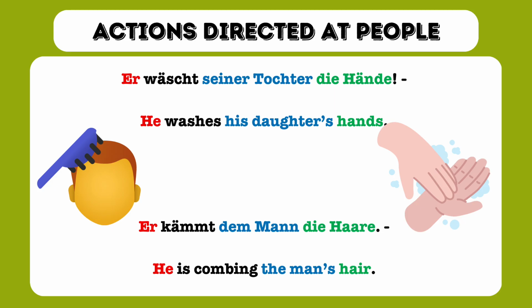Kämmt dem Mann die Haare. He is combing the man's hair. The hair is the thing being combed, but it's not his own hair, so we say dem Mann instead. Kämmt dem Mann die Haare. Keep in mind that if this was reflexive, we would use sich, and while it could be referring to a man, it's not the same man in this sentence because otherwise it would have to be reflexive.